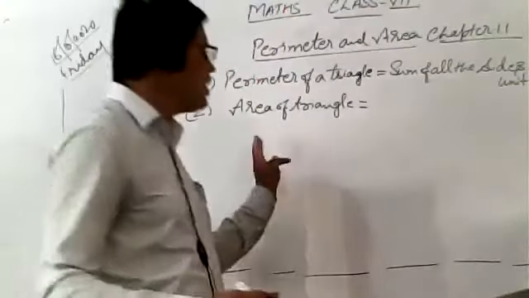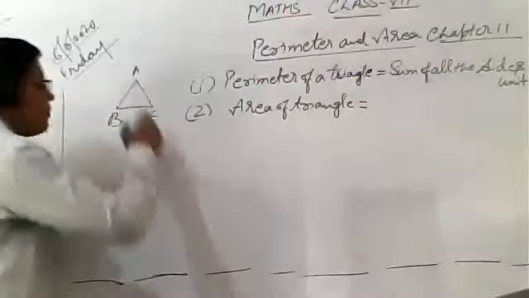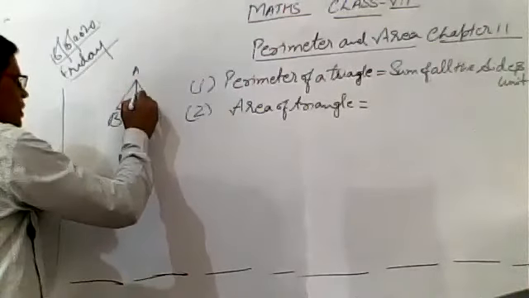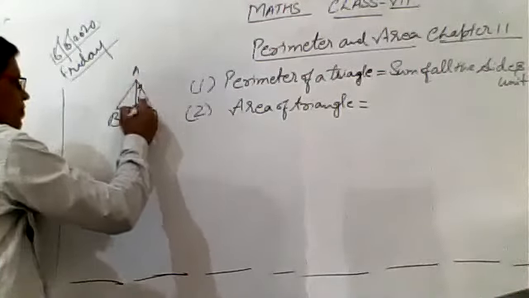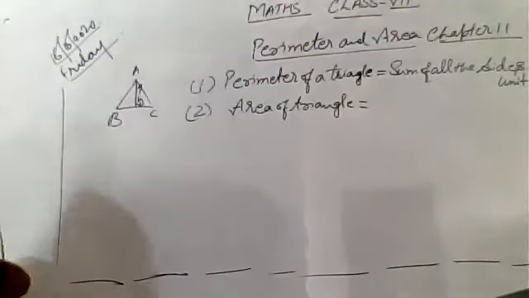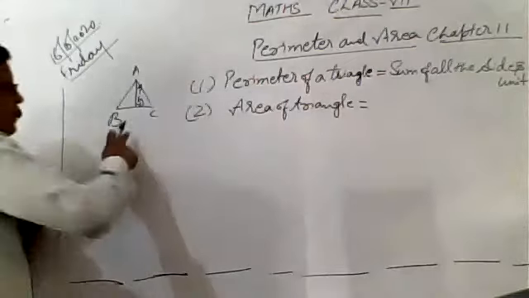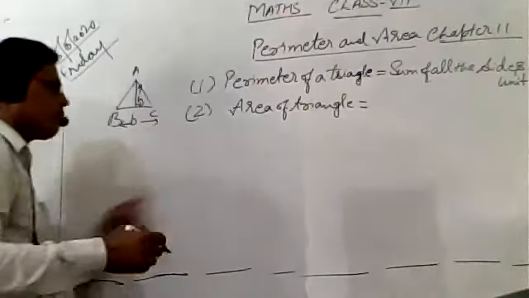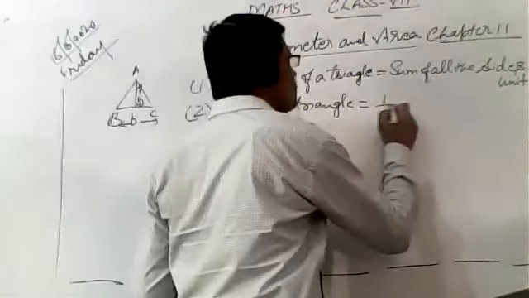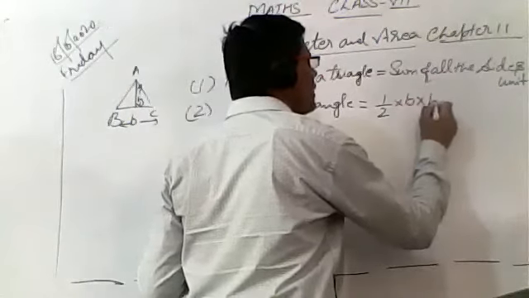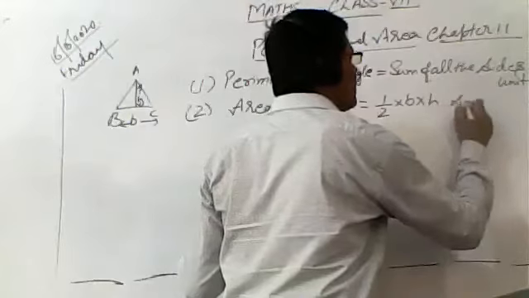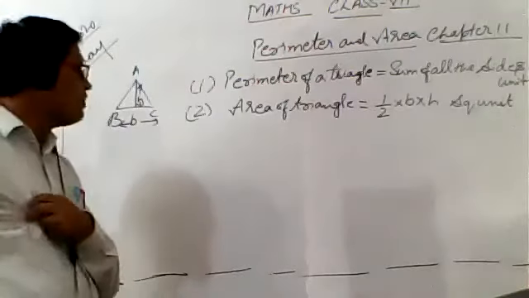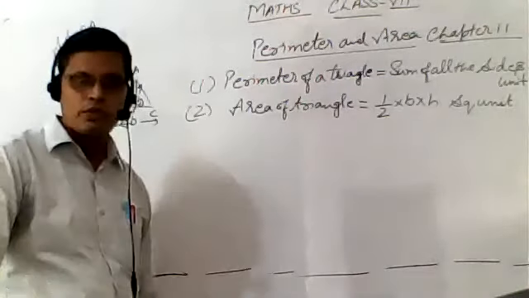Okay. Area of triangle. We draw the perpendicular from the vertex A, and that is called the height of the triangle. Height is always found perpendicularly. Therefore we write the base BC. We write here B, B for base. That means area of triangle is 1 by 2 base into height, and the unit always comes as a square unit. My second formula, area of triangle is 1 by 2 base into height.